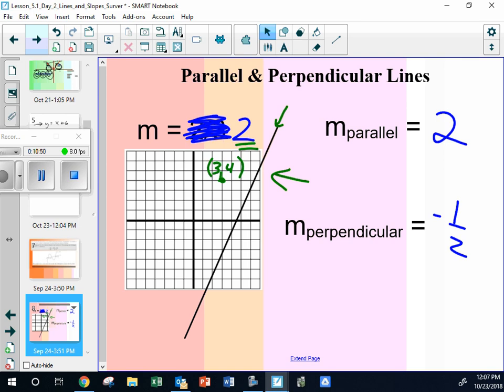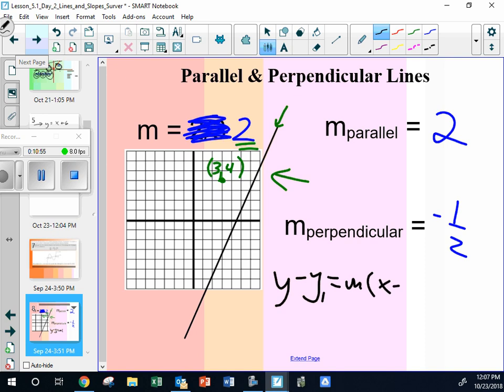Hint, if you're stuck, use this equation. Pausing.